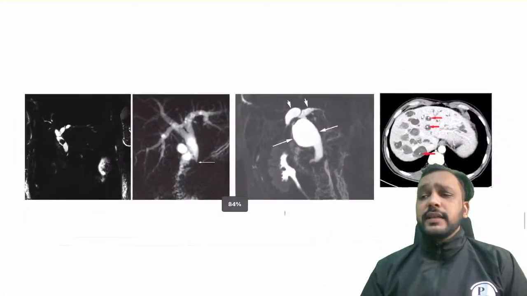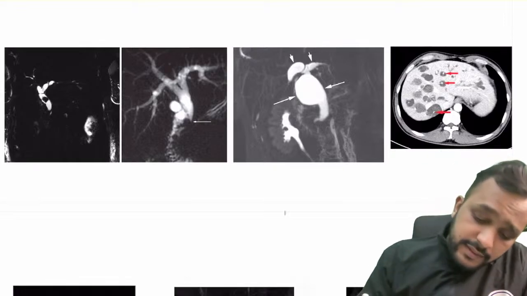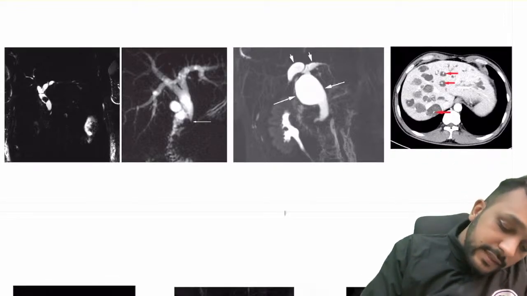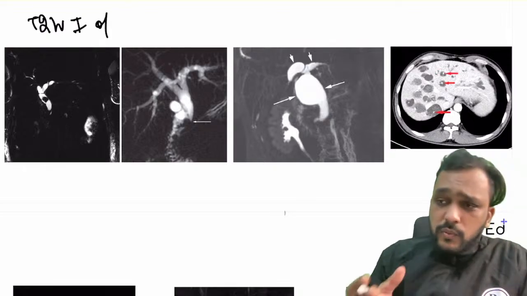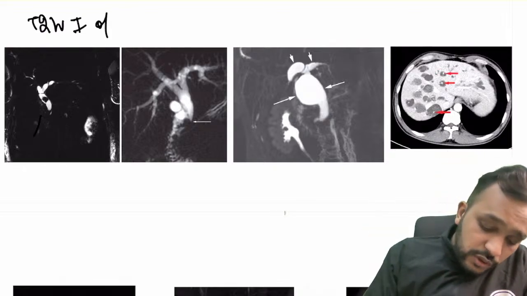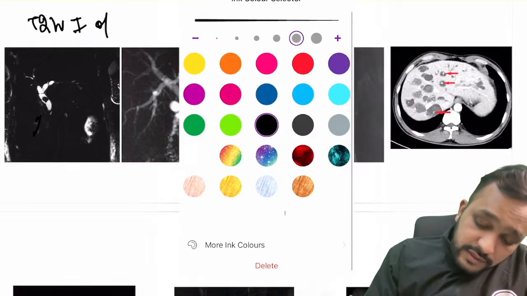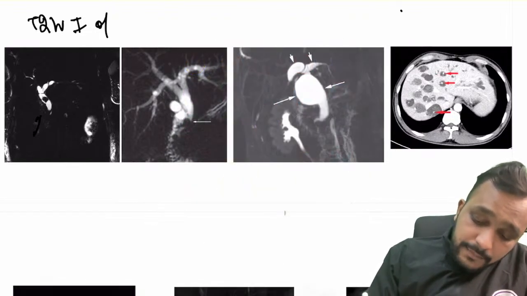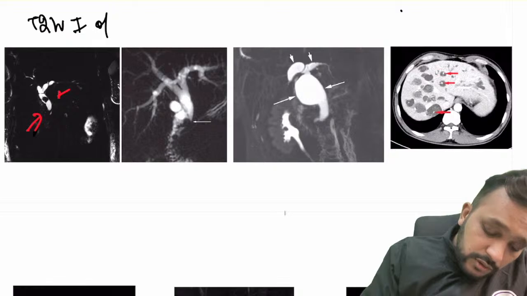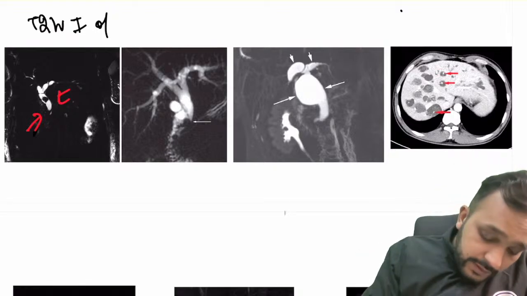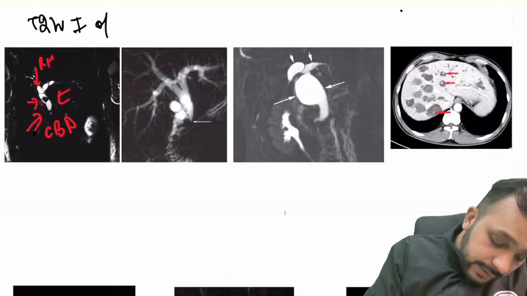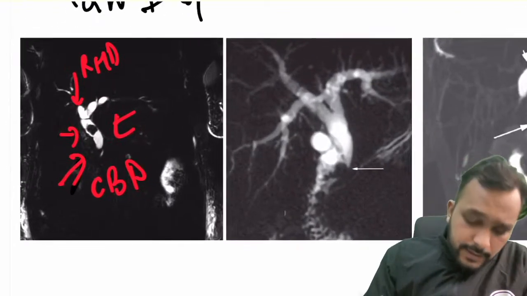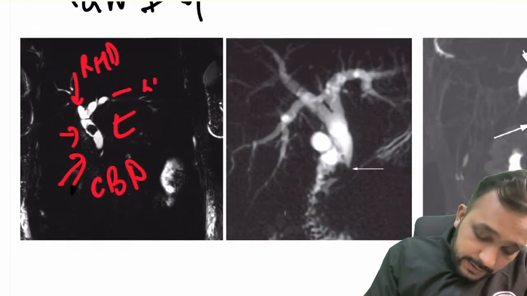So let's quickly look at the MRCP images. What are MRCP images? Okay, MRCP images are just T2 weighted images of the abdomen. So what happens, any fluid filled structure like your CBD and the intrahepatic biliary radicals are going to appear bright. Okay, so look at the CBD, this is the CBD, this is the right hepatic duct, right, and this is your left hepatic duct.